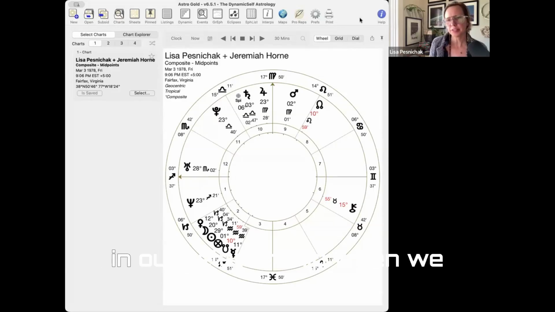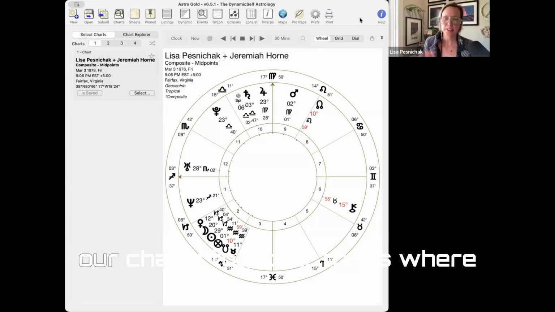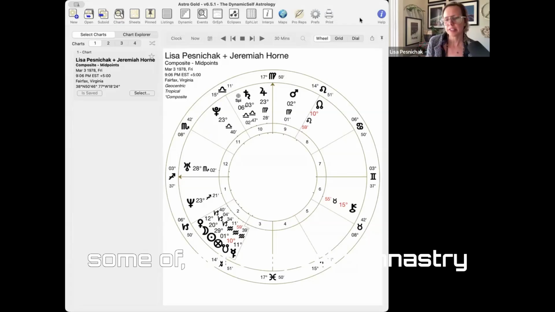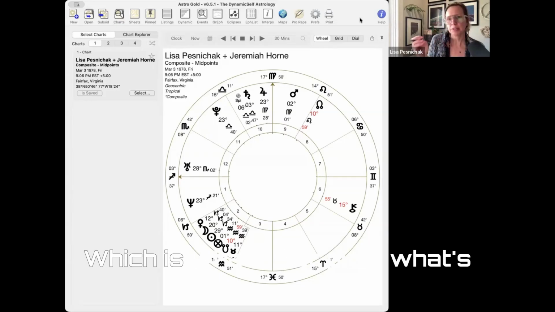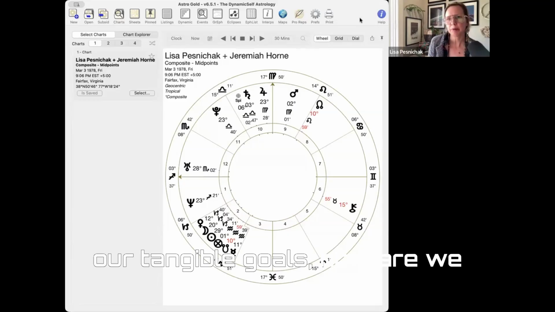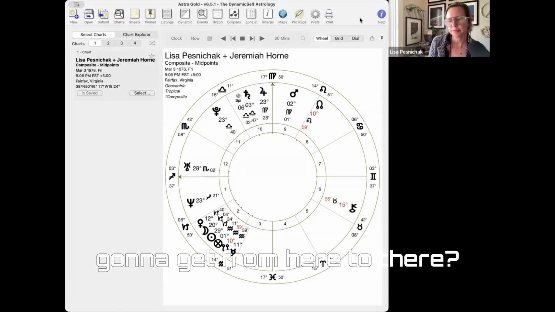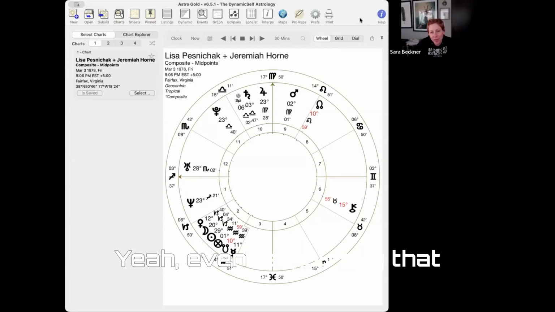And we do best in our relationship when we have a goal to work towards. When we don't have a goal to work towards, that's a bad sign for us. We need to have that, which is kind of Capricornian as well. In our charts together, that's where some of our deepest synastry lands, in that Capricorn realm, which is: what's our plan? What are our tangible goals? How are we going to get from here to there? Yeah. Even as you say that, you're talking about the Earth in the chart, but also Aquarius is ruled by Saturn. You have Mercury in Aquarius, as well as South Node.